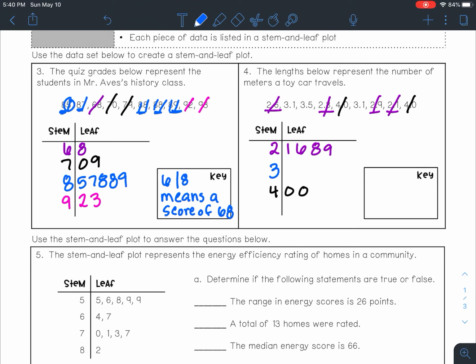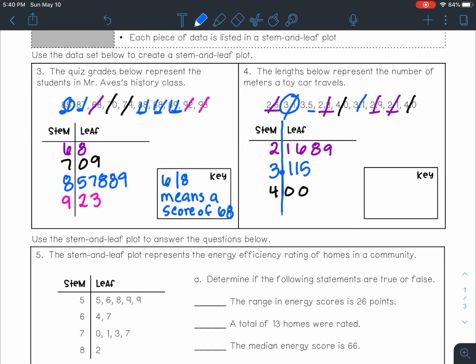In the next one, I have the lengths of a toy car, and I have decimals. So the stem and leaf can also be represented using decimals. I left the 3's blank here so I can show you. I have a 3.1. So here this line would just be the point. 3.1. I have another 3.1, and I'm just writing the 1 there. I'm writing that last number, so 5.